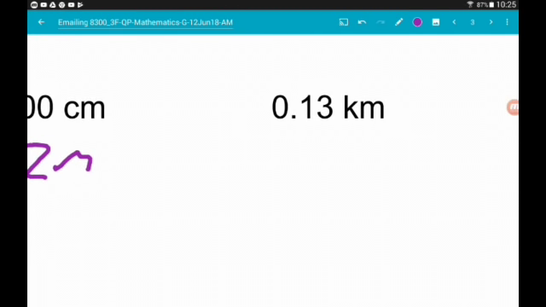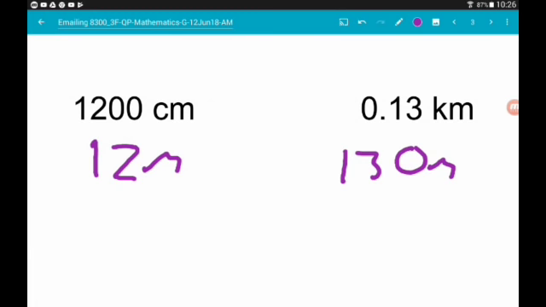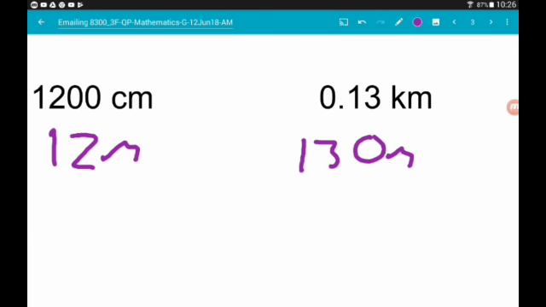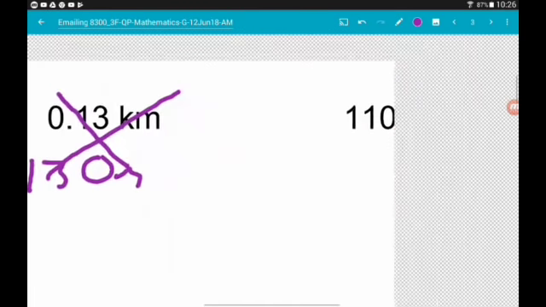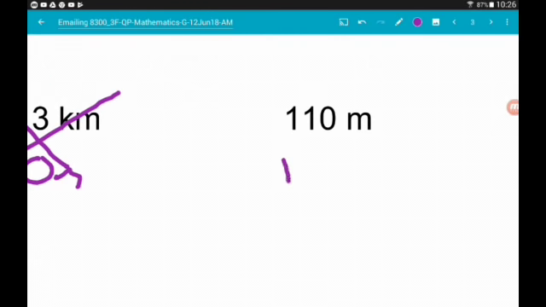There are 1,000 metres in a kilometre, so to go from kilometres to metres, we multiply by 1,000. So this is 130 metres. Now remember, we want the shortest length, so straight away we can cross that out. Then we've got 110 metres. Again, we can cross that out because that is longer than 12 metres.